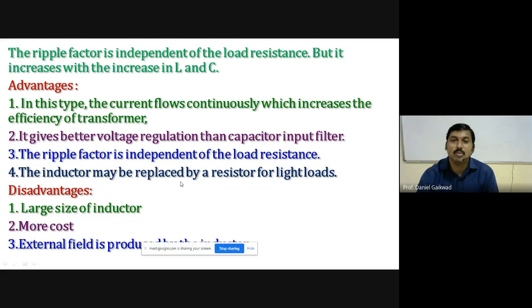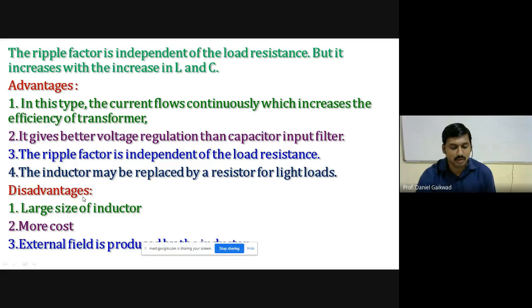The inductor may be replaced by a resistor for light loads. So the inductor we can replace for light loads. Suppose the load resistance is negligible or small, then we have the provision to replace the inductor with a resistor here. Okay, so this is the advantage of the circuit.